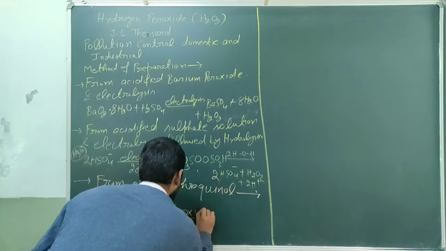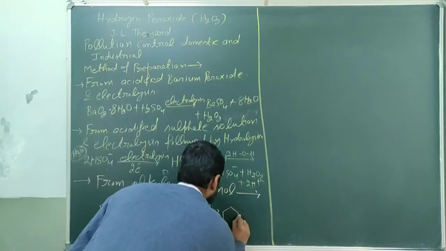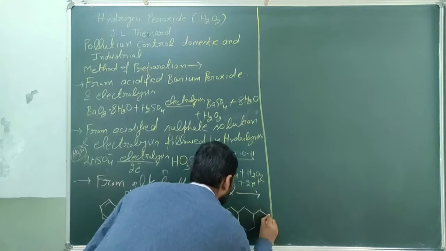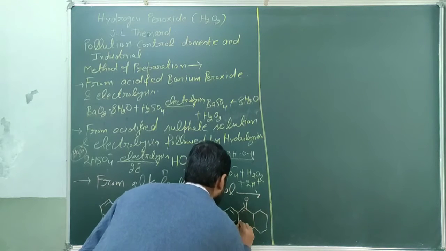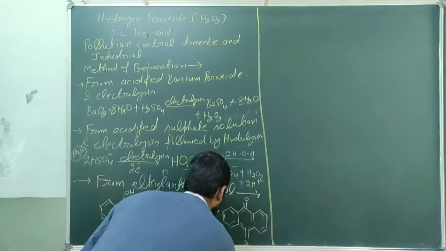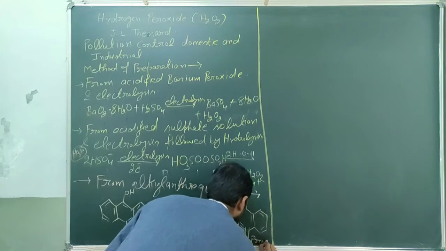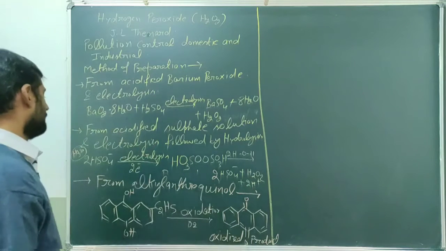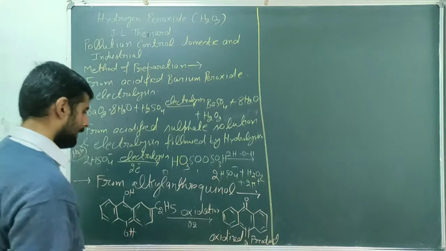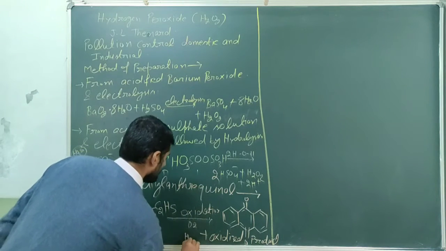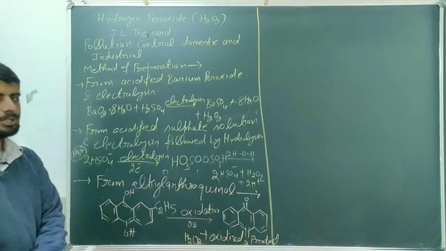Oxidation we will do in the presence of O2, and what will it form? This product, the oxidized product, will form. So we do oxidation of the alkyl anthraquinone, then the oxidized product forms, and one other product, H2O2. So these are the three methods for the preparation of H2O2.